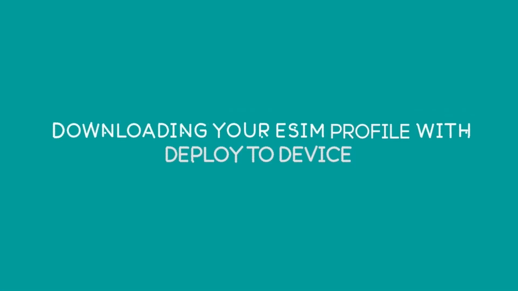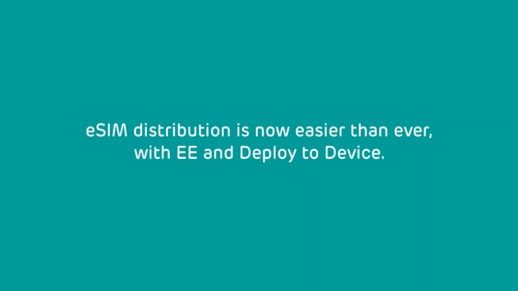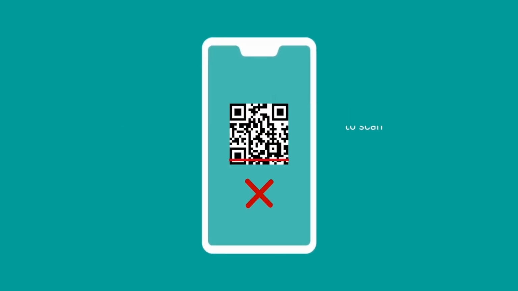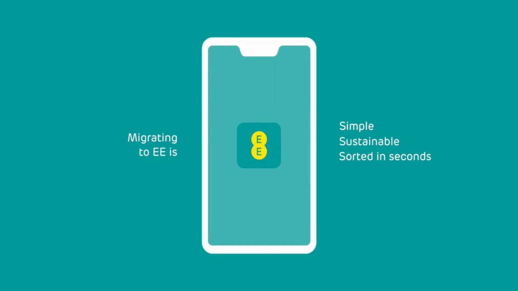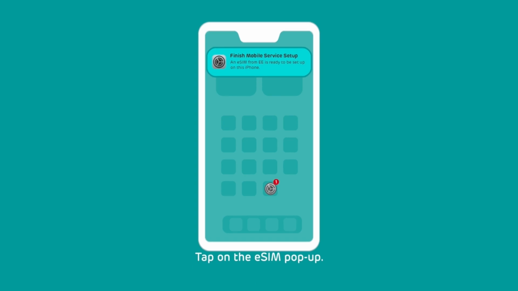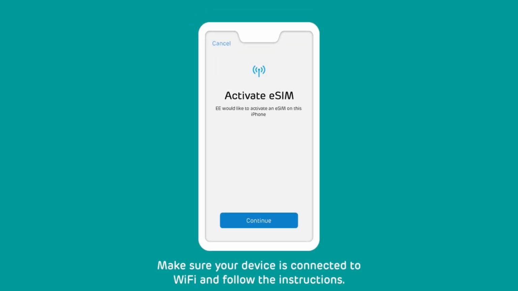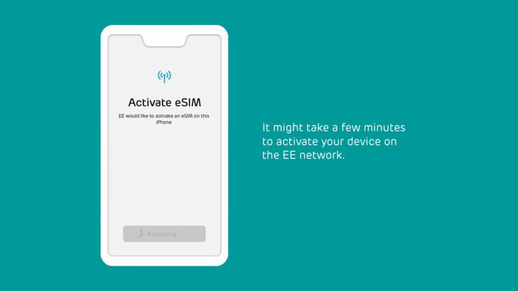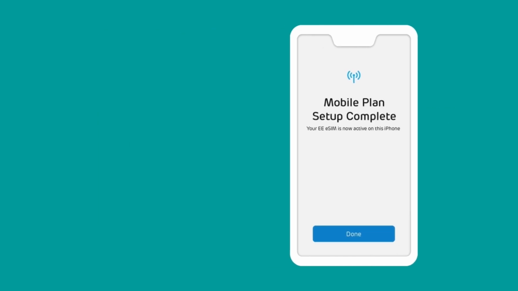Downloading your eSIM profile with Deploy to Device. eSIM distribution is now easier than ever with EE and Deploy to Device. There's no SIM to pop in or eSIM QR code to scan. Migrating to EE is simple, sustainable, and sorted in seconds. Let's see how it works. Tap on the eSIM pop-up, make sure your device is connected to Wi-Fi, and follow the instructions. It may take a few minutes to activate your device on the EE network, and that's it. You're now connected.